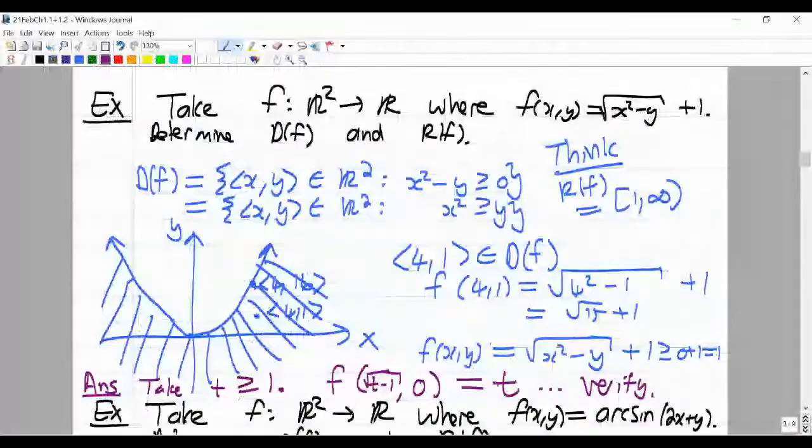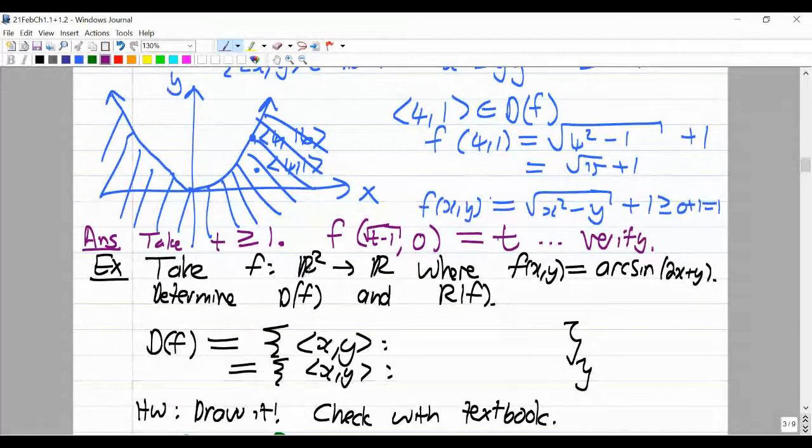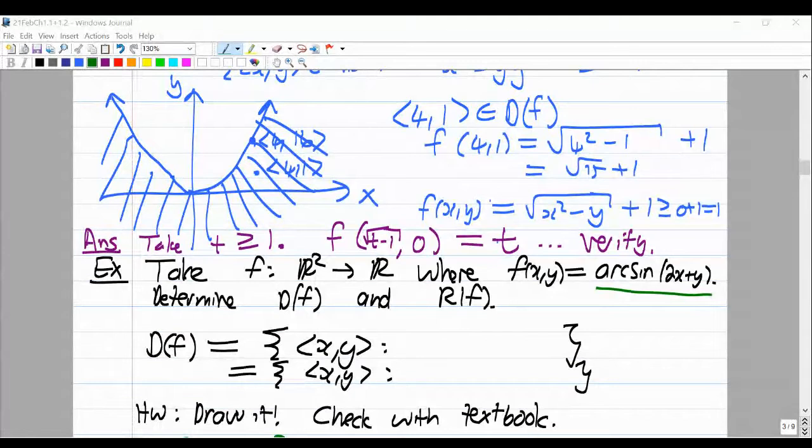Let's quickly do another quick example. So let's take the function from R squared to R, given by the formula: if the input is (x, y), so this 2D vector, the output is arcsine(2x + y). We want to determine the domain and range, and maybe draw it if you're bored. So let's do the domain. Because f is a function of two variables, we want to know the acceptable inputs for arcsine. Who knows the acceptable inputs for arcsine?